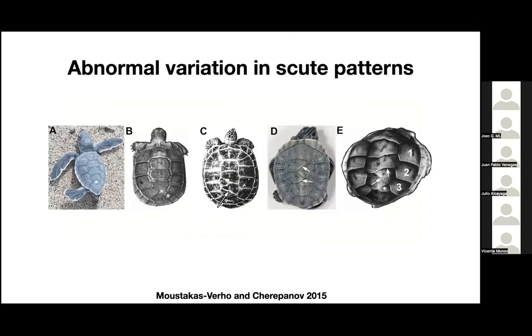But one thing that we noticed is that quite often you have abnormal variation in scutes. Even if most turtles have the same pattern as the red-eared slider, what we observe mostly outside of that, and outside of these sea turtles, is that there would be abnormal variation in the scute patterns. So these little stars and arrows are pointing out instances where you have extra scutes or you have a splitting of the different scute types.